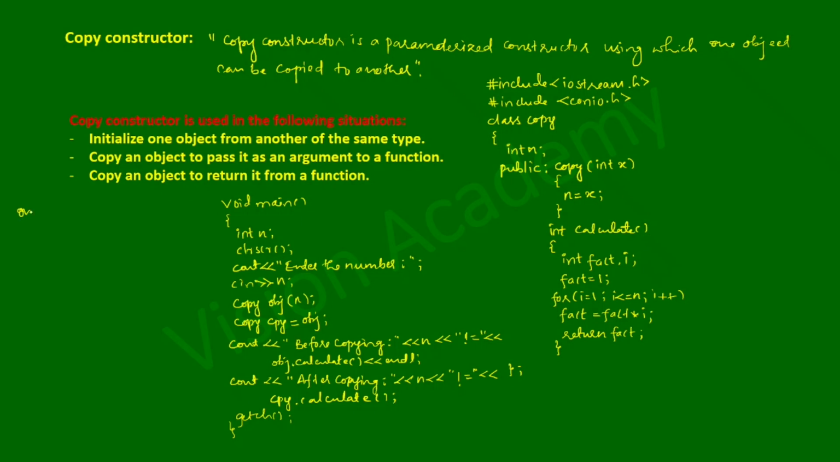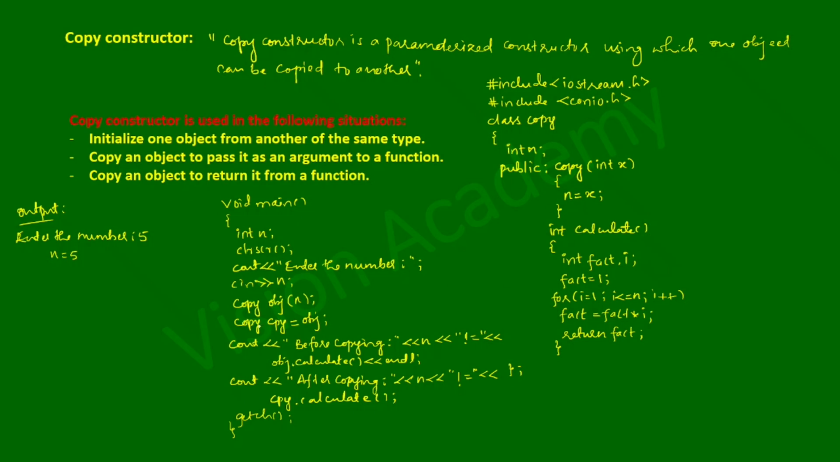Once we compile and run this program, it will ask the user to enter the number. Here I'm going to write enter the number. Suppose I'm going to enter 5. So this value will be stored in a variable called n. Next, obj of n. So this is 5, and this is the object, and it is called an implicit call to the constructor. So in turn, x is initialized to n.